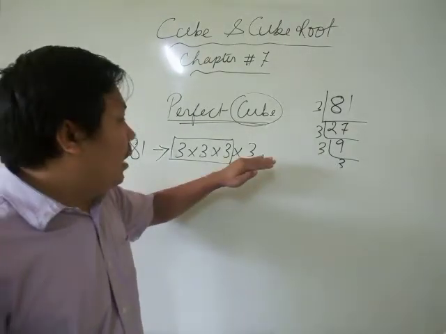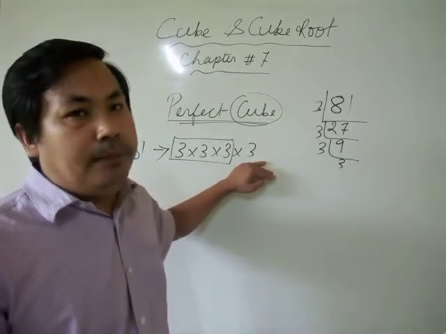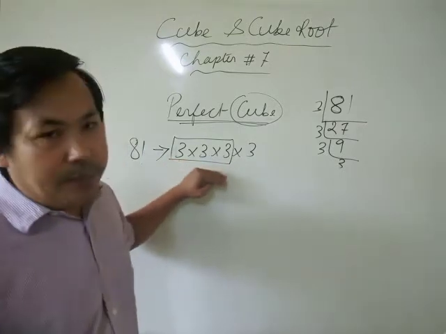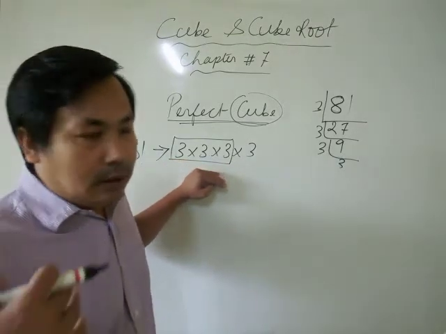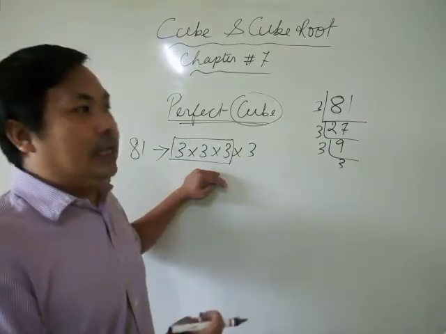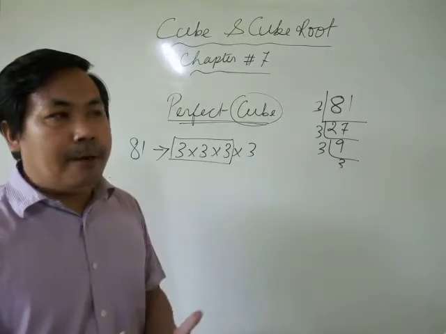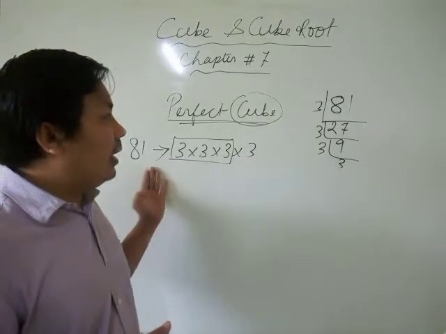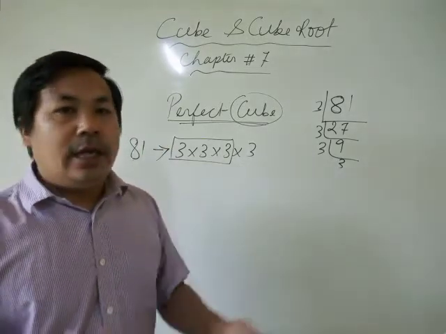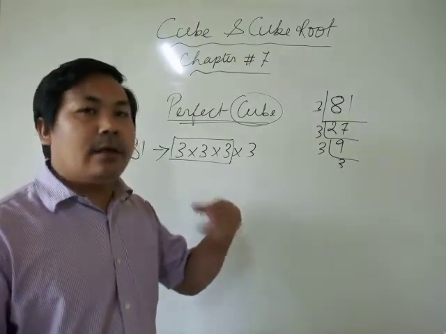But you see, only one 3 is there which is unpaired. All the other 3s are paired as a group of 3. Group of 3 of the number itself we have paired, and 1 is unpaired now. So if we divide this 81 by 3, then we will get the number as a perfect cube.